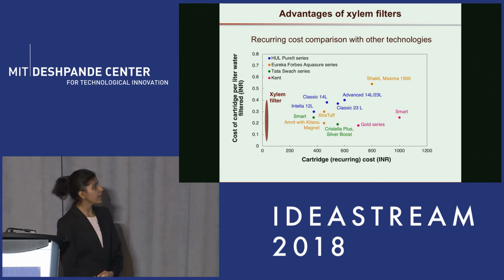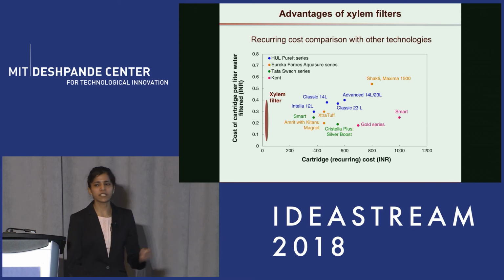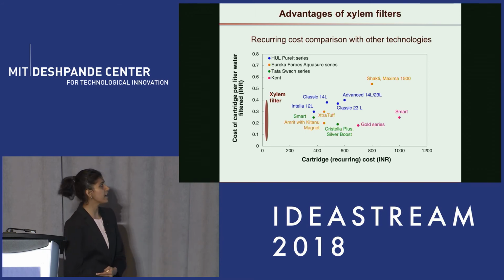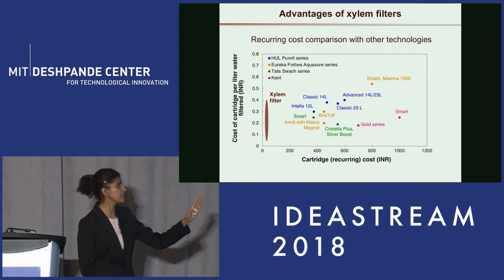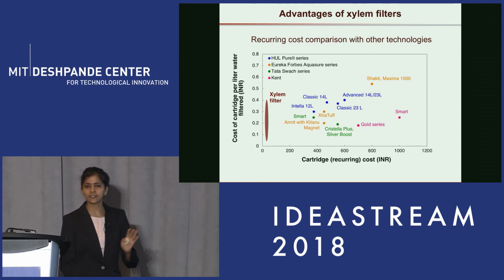In the context of India, this is a map that shows the cartridge recurring cost of the current membrane-based filtration technologies, and you can see that everything that's currently available is upward of 400 INR, while Xylem filters cost an order of magnitude lower, which is like 15 to 20 INR.